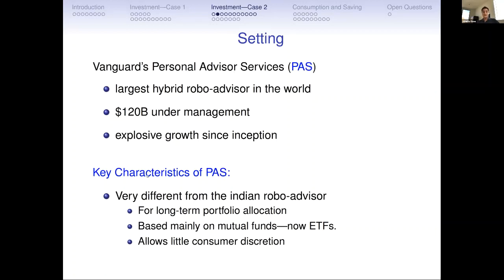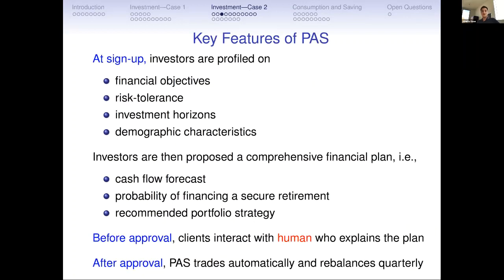The key differences between this and the Indian robo-advisor is that this robo-advisor is mainly for long-term portfolio allocation. It is based on mutual funds. Back then it was based on mutual funds, now it's going to be based on ETFs, and it allows very little consumer discretion. But let me just show you, just to give you a sense of how different it is, let me show you how this robo-advisor works.